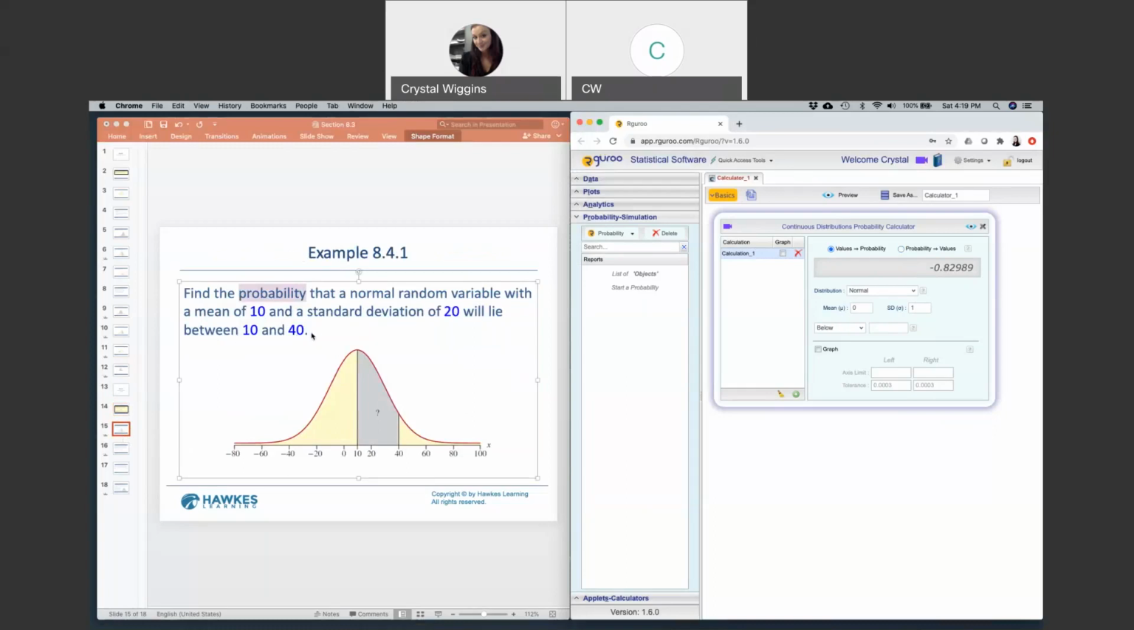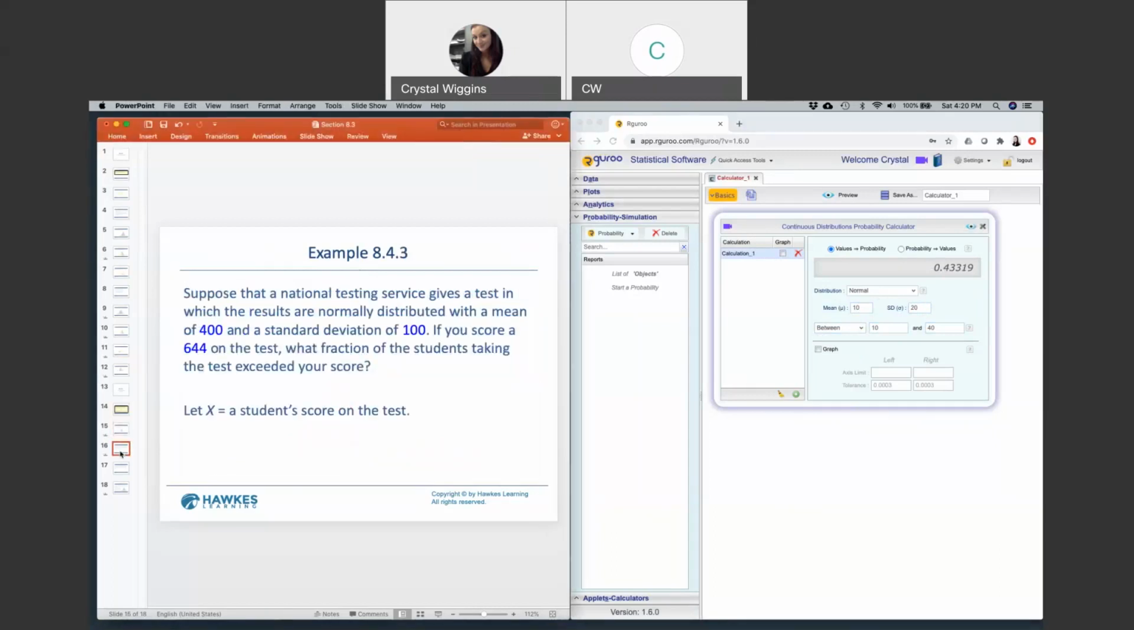Now these are all x values. They don't really have units because this isn't a word problem that is particularly talking about a real situation. But the mean is 10, the standard deviation is 20. We are talking about a normal random variable, so we are still in the normal curve. And we are trying to find the area between an x value of 10 and an x value of 40. And the probability comes out to be 0.4332 when I round to 4 decimal places.